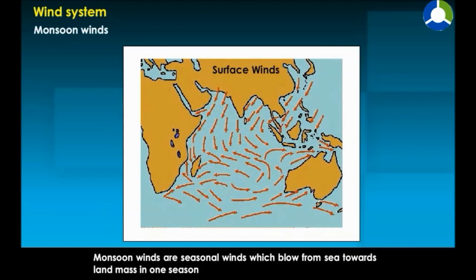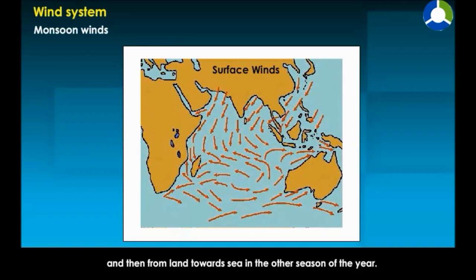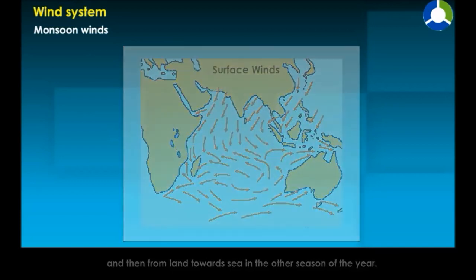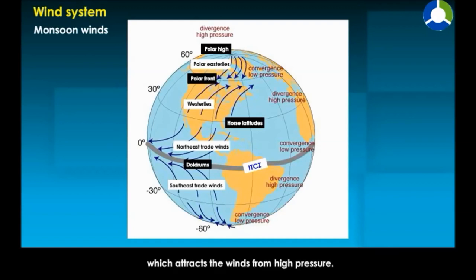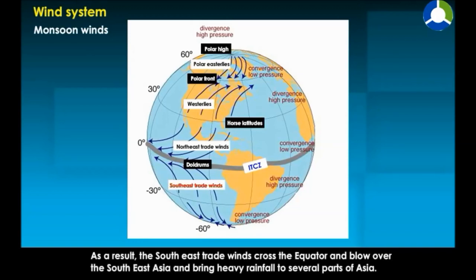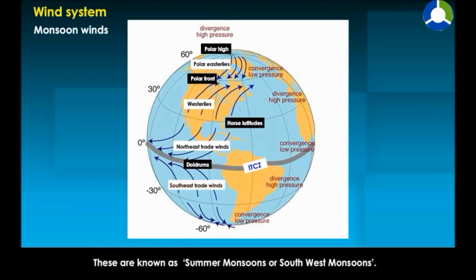Monsoon winds. Monsoon winds are seasonal winds which blow from sea towards land mass in one season and then from land towards sea in the other season of the year. During summer season, the landmass heats up rapidly and an intense low-pressure area develops over Central Asia, which attracts the winds from high pressure. As a result, the southeast trade winds cross the equator and blow over the Southeast Asia and bring heavy rainfall to several parts of Asia. These are known as summer monsoons or southwest monsoons.